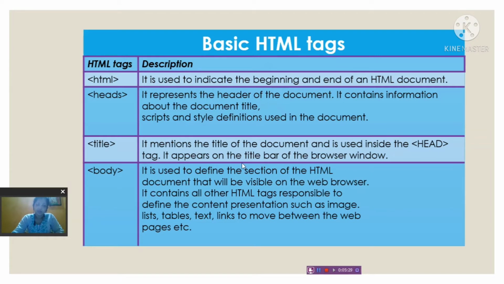Then body. It is used to define the section of the HTML document that will be visible on the web browser. It contains all other HTML tags responsible to define the content presentation such as image, list, table, text, links to move between the web pages, etc. That means actually the HTML page has three sections: header section, body section, and footer section. So this is all about your HTML, head, then title, then body.